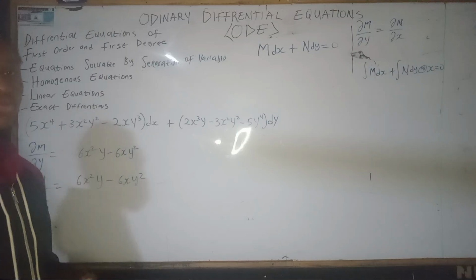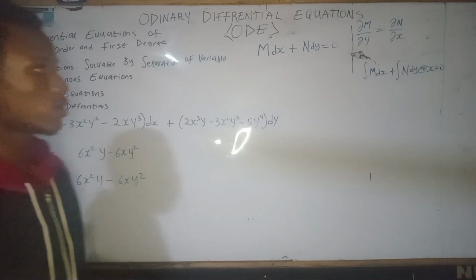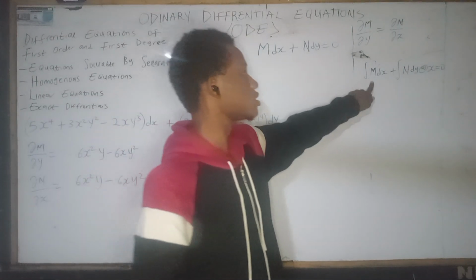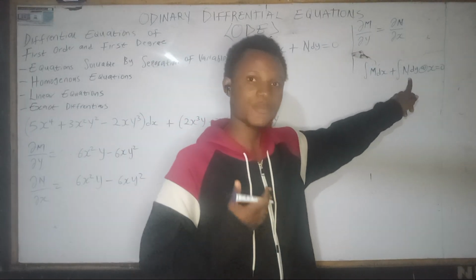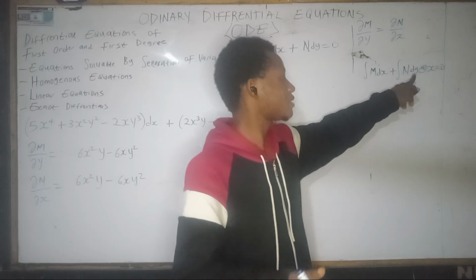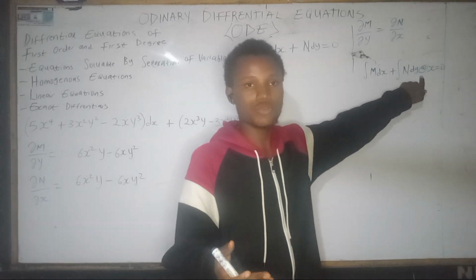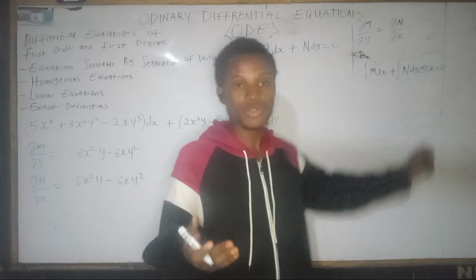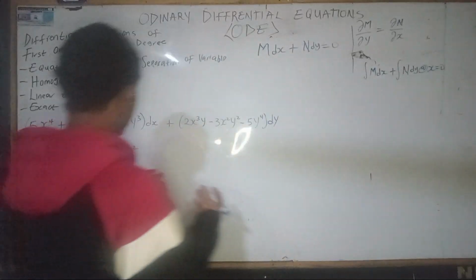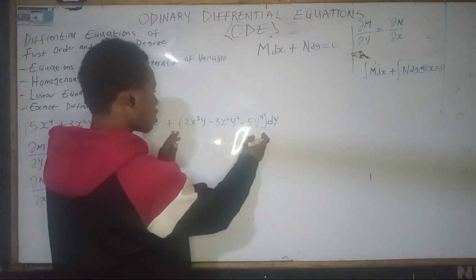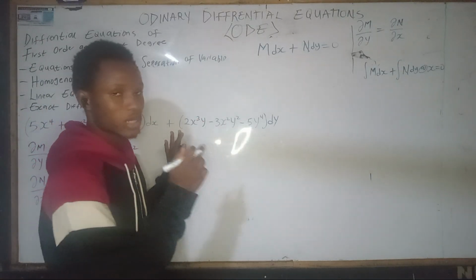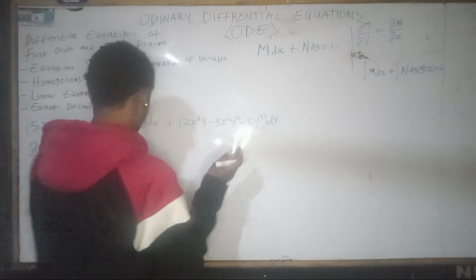Now what do we do when we notice that this is an exact differential? We integrate M with respect to x and integrate N with respect to y, but at that N with respect to y, every value of x there must be equal to 0. That is, we integrate this value right here with respect to x, but when we reach here, anywhere we see x, we put 0. So that is what we are going to do.